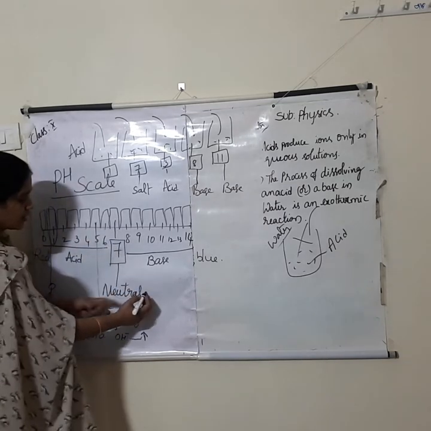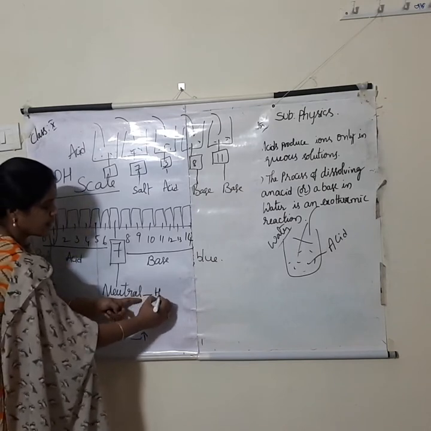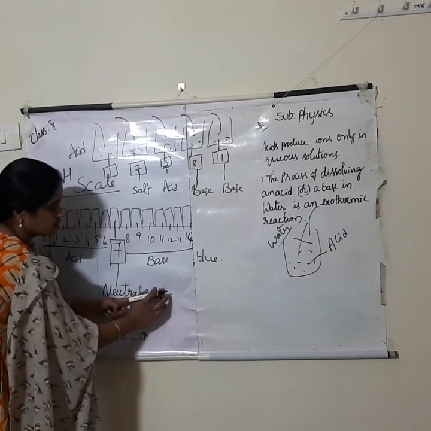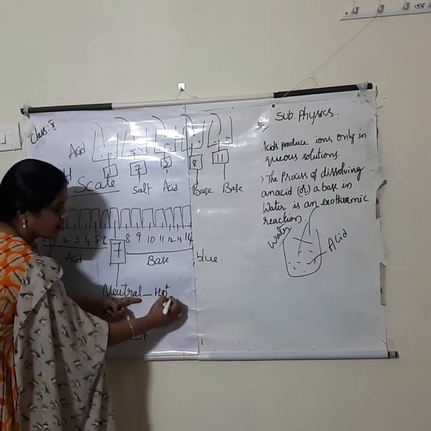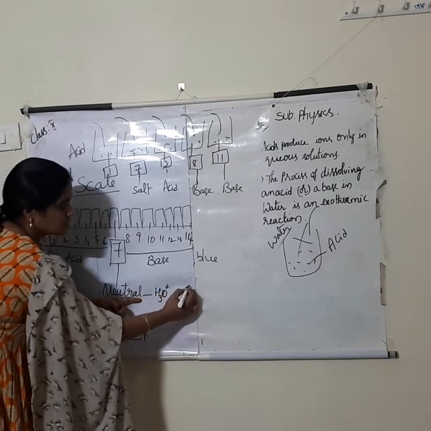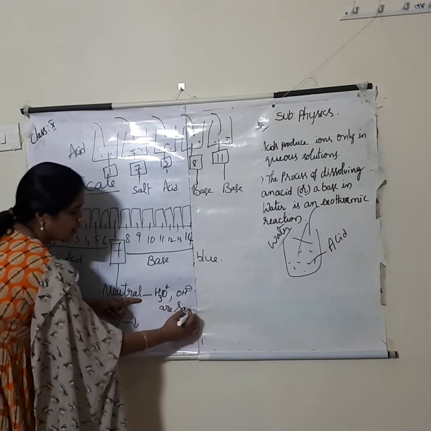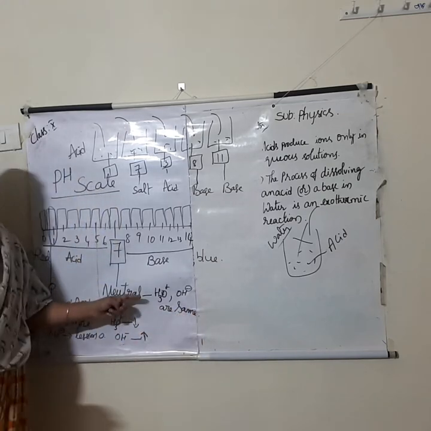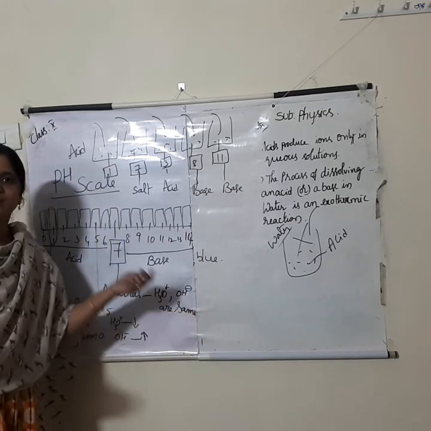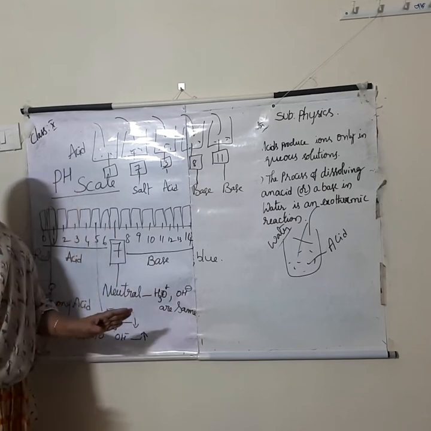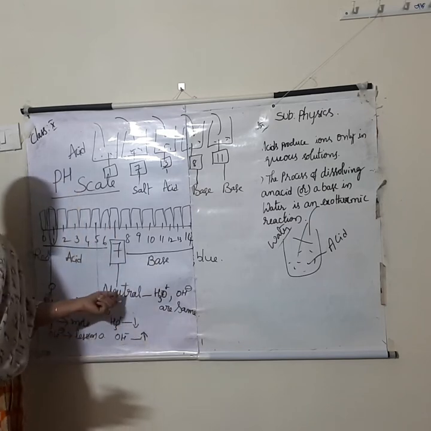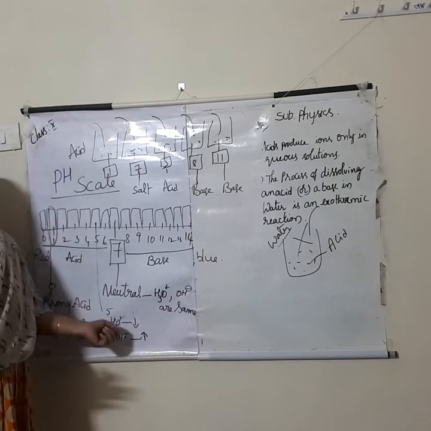Coming to the neutral. Here in this case, the number of H3O+ ions and OH- ions are the same. These two ions are the same. When these two are the same, the solution becomes neutral. Becomes neutral means it comes under salt.